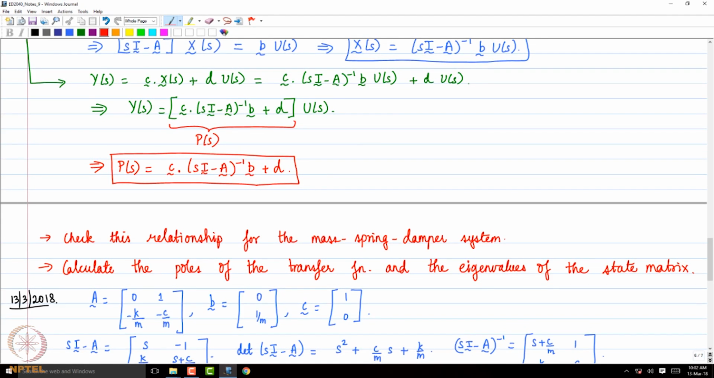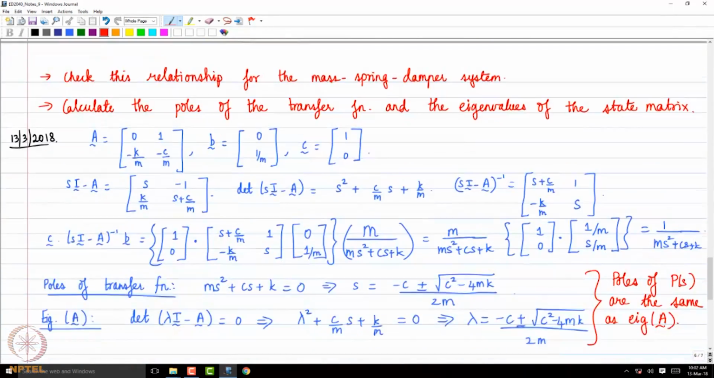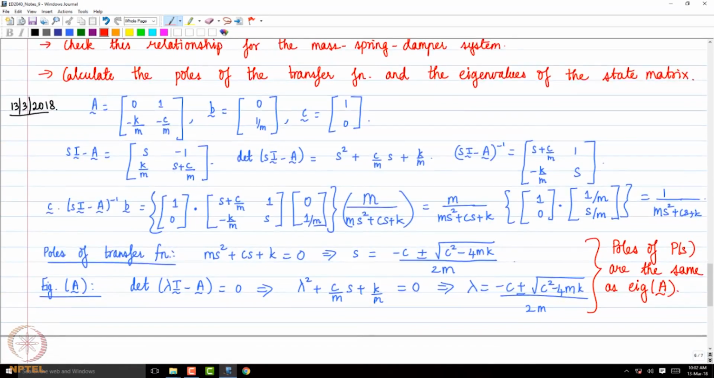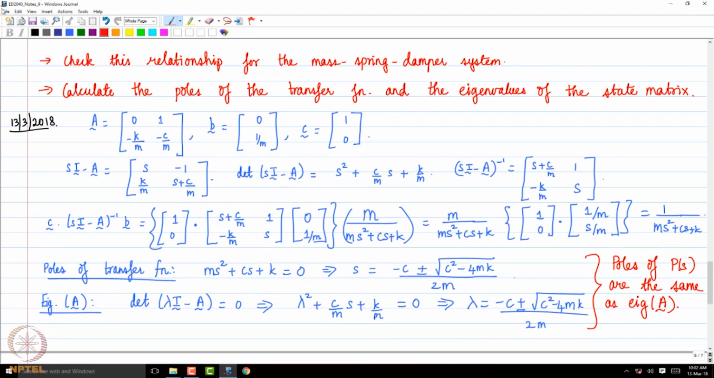Okay, so those were the two equations in the state space representation, and we did an example where we rewrote the mass spring damper system governing equation in the state space form, right? And then we got an expression between the transfer function and the state space representation, which was this equation. P of s was C dot (sI minus A) inverse B plus D, and I left you with two homework exercise problems, right? I asked you to first check the relationship for the mass spring damper system, and that's what I just worked out here.